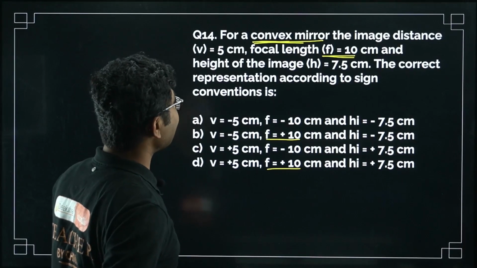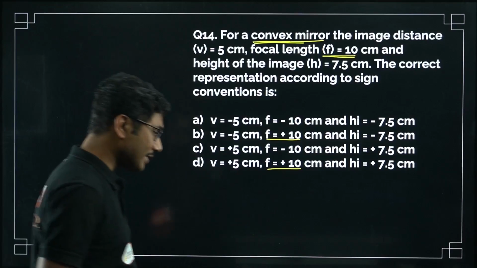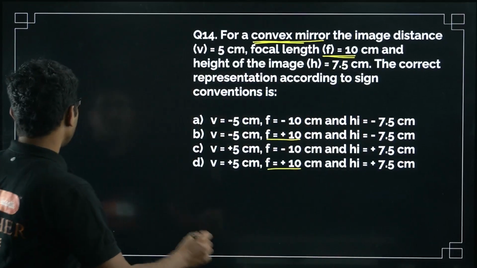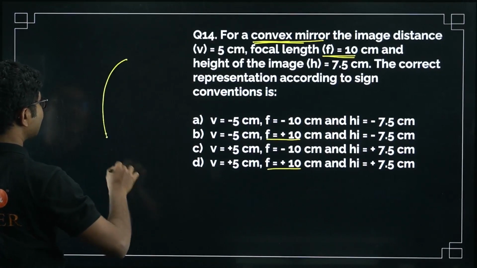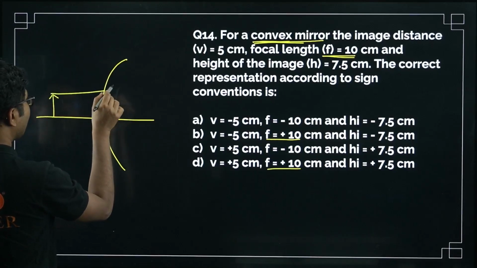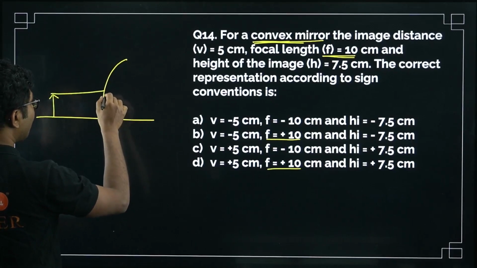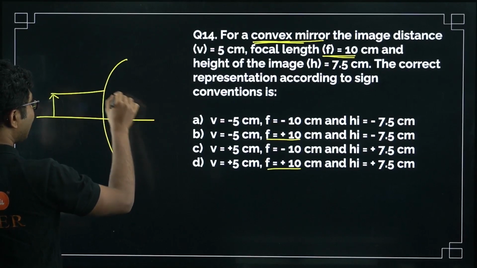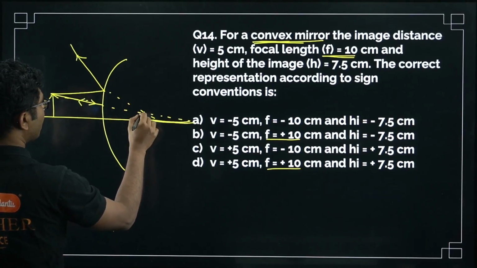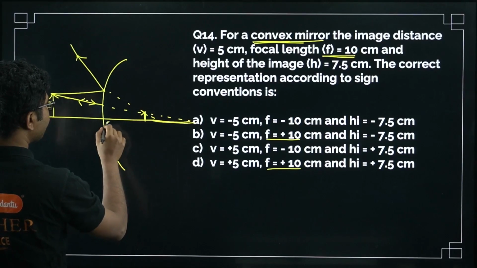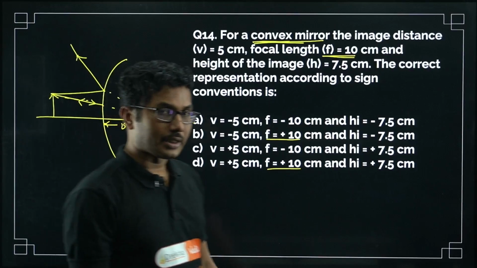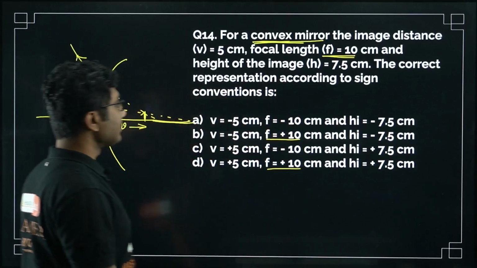Now, convex mirrors, we know, form virtual images. What is the meaning of that? Suppose a convex mirror is there, and there is an object. Wherever you keep the object, it will always form a virtual image which forms behind the mirror, right? So again it will go in this way. It will always form a virtual image. Virtual image means the image distance will always be positive because it is on the right hand side of the mirror. In case of a mirror, image distance will be positive.